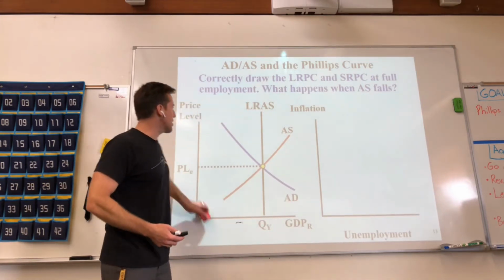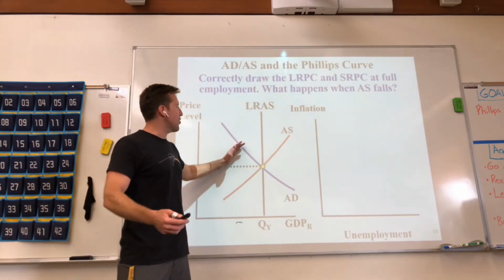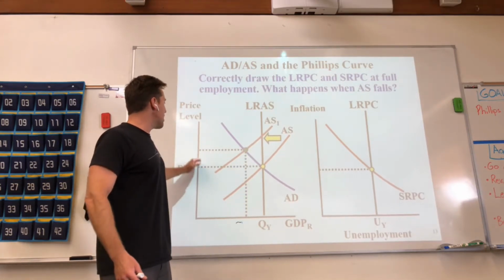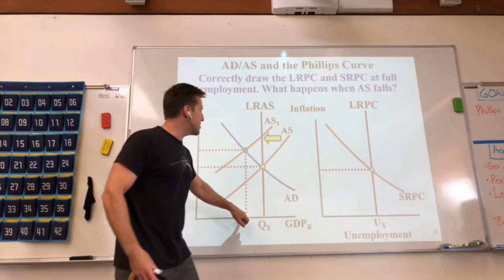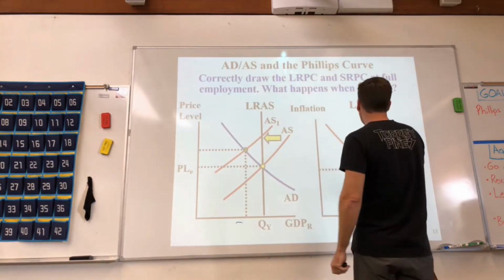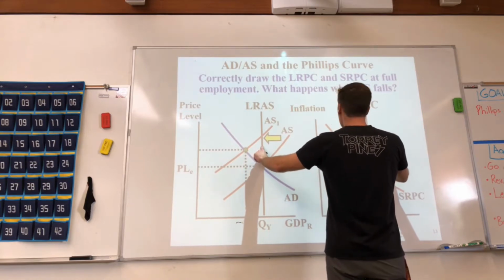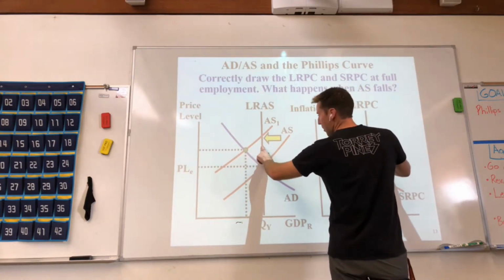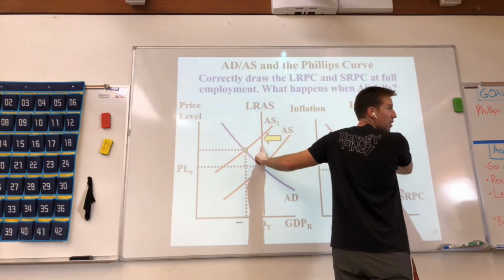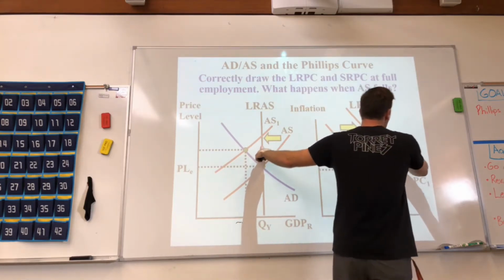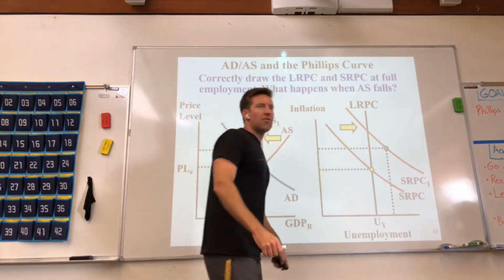What happens if aggregate supply falls? Aggregate supply is going to shift to the left. So there it goes. Price level went up. Employment went down. Price level went up, so inflation went up. Employment went down, so unemployment went up, giving me a new short run Phillips curve.